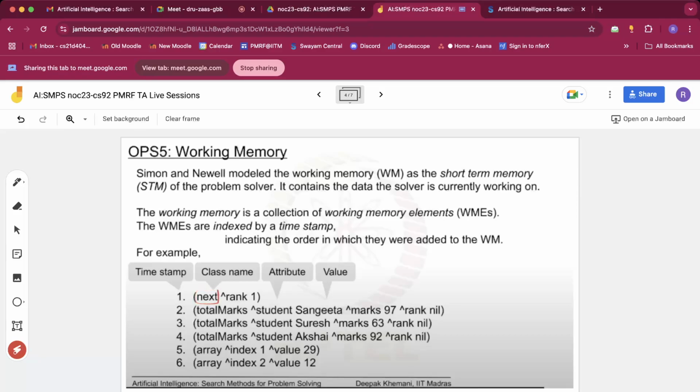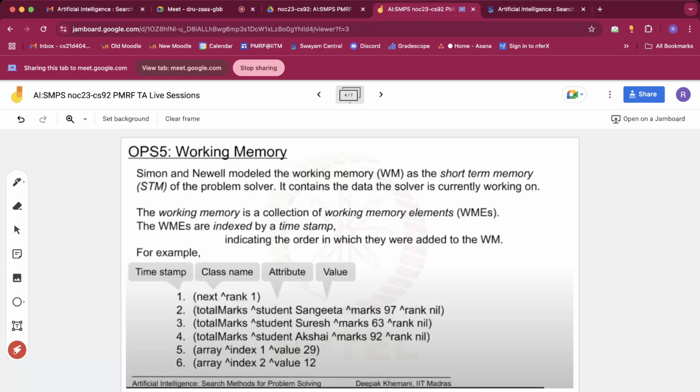Next, each element is made up of one or more class names. For example here, next is the class name. Anything that is followed by this upward arrow we call an attribute. For example, rank is an attribute, and each attribute can take a value which will be followed by the attribute. So here the first element translates to: class name next has an attribute rank with a value 1.